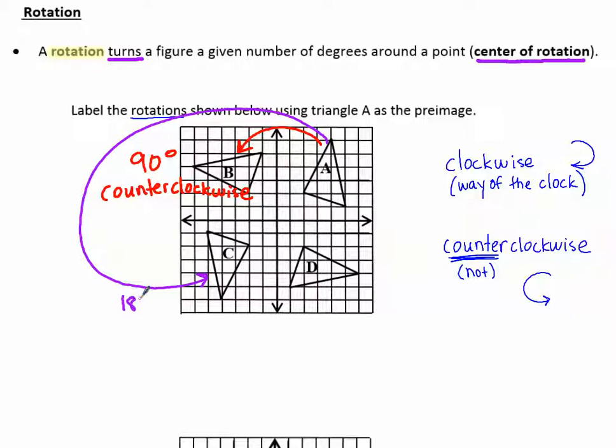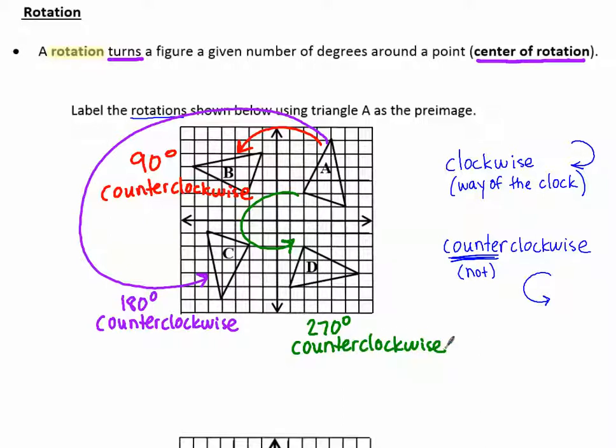we'll make a 180-degree counterclockwise rotation. And then if I go 90 plus 90 plus 90 again, getting all the way to this quadrant, this will be a 270 degree counterclockwise rotation.